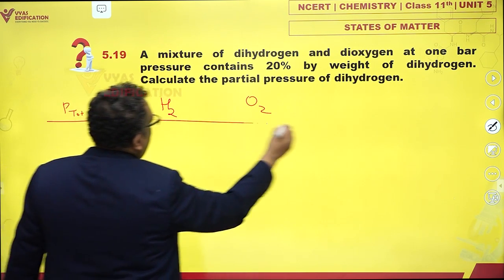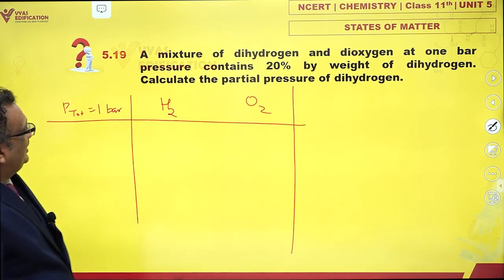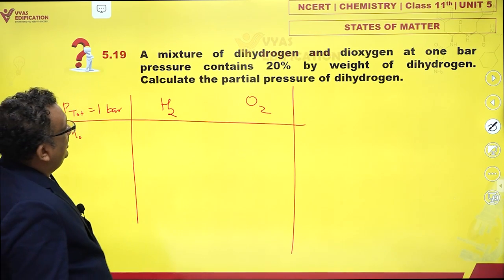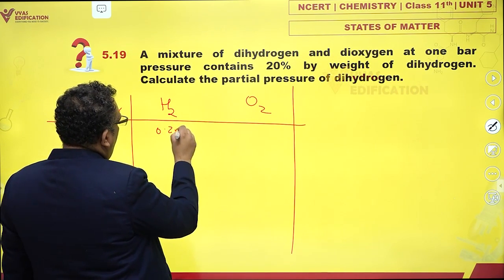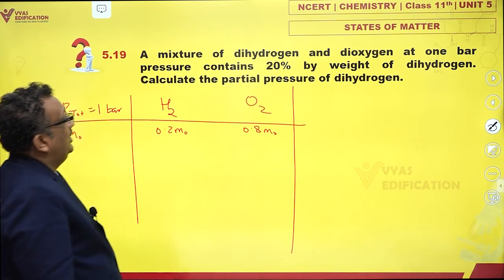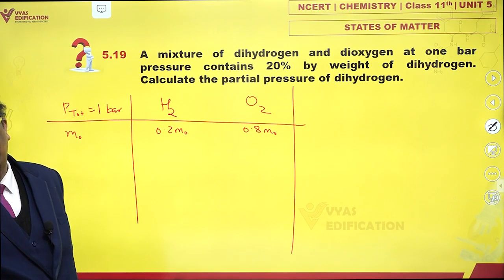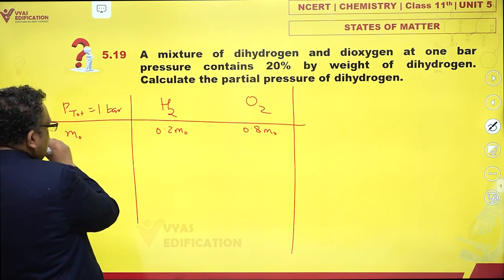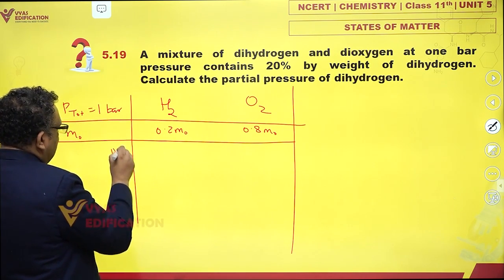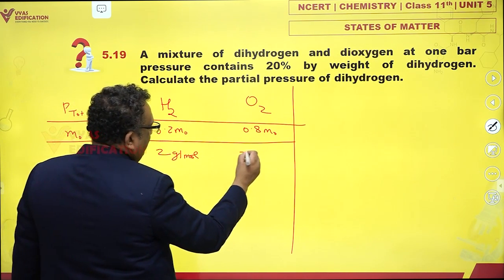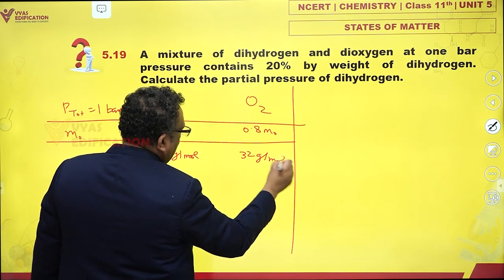Fine. And am I given something? And let's say total mass is M0. Then it has 0.2 M0 and 0.8 M0. Fine. Calculate the partial pressure of dihydrogen. Masses are so many. What are molar masses? Molar mass of hydrogen is 2 grams per mole. This is 32 grams per mole.